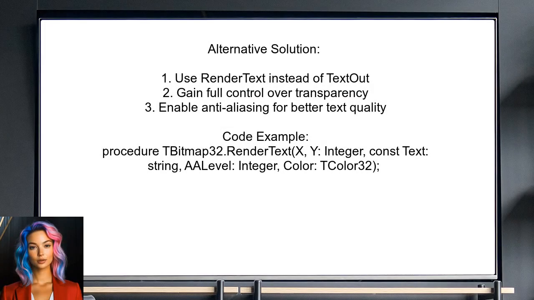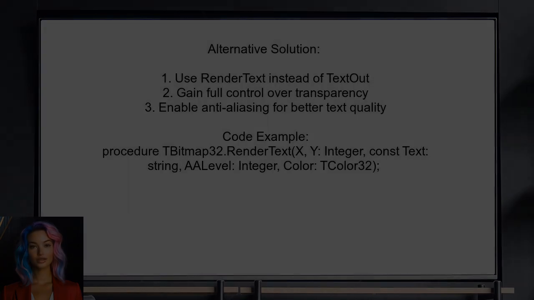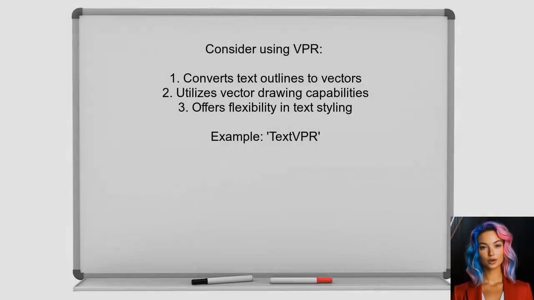An alternative approach suggested by another user involves using the render text function instead of text out. This method gives you more control over transparency and allows for anti-aliasing, which enhances text appearance. Additionally, the user mentions using VPR to render text, which converts text outlines into vectors. This method leverages Graphics32's vector drawing capabilities, providing more flexibility for text styling.